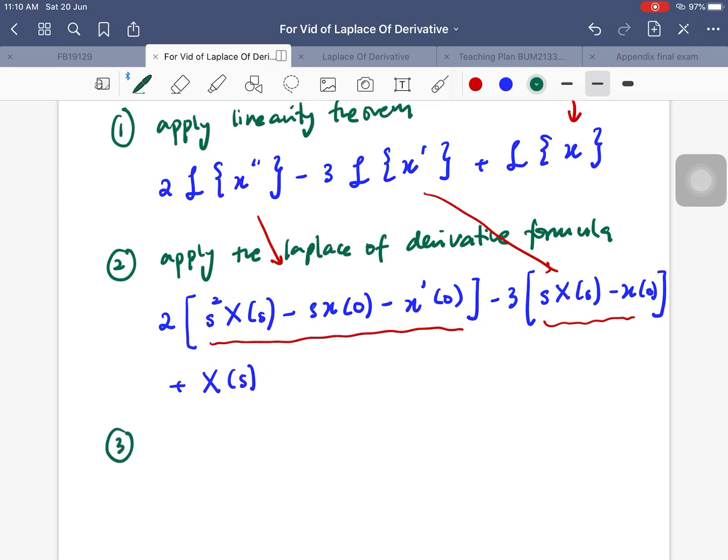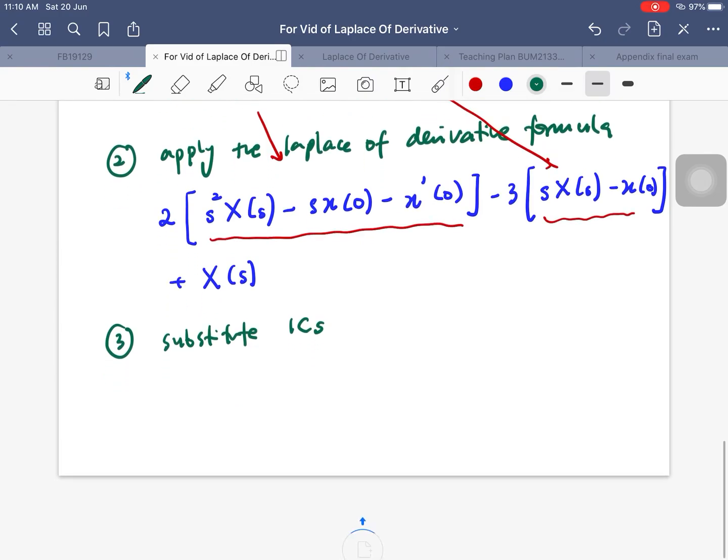Step number 3. After you have applied the formula and Laplace transformed the derivatives, all you have to do is substitute the initial conditions. Substitute initial conditions. Too lazy to write in full. You know what IC is by now.